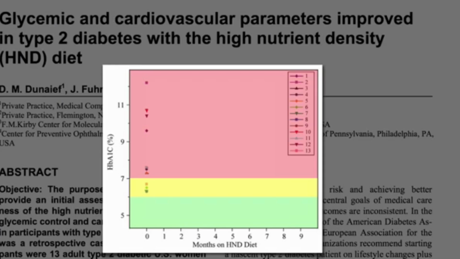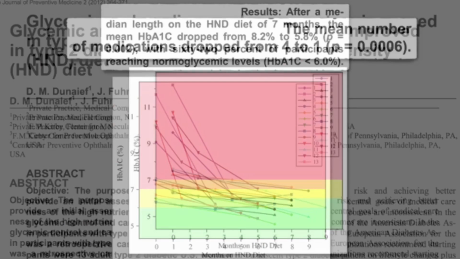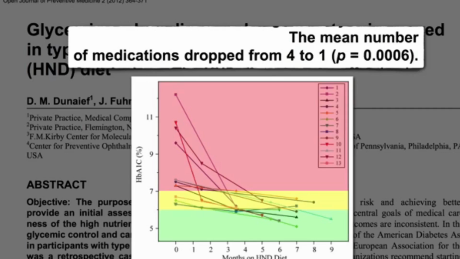The American Diabetic Association recommends to bring down the A1C level at least down to 7 in diabetics. The results show a mean drop of A1C level from 8.2% to 5.8%. That is, they went from being uncontrolled diabetics to non-diabetics in just 7 months. 62% of the participants reached normal A1C levels. What's even more remarkable is the mean drop in medications was from 4 to 1.